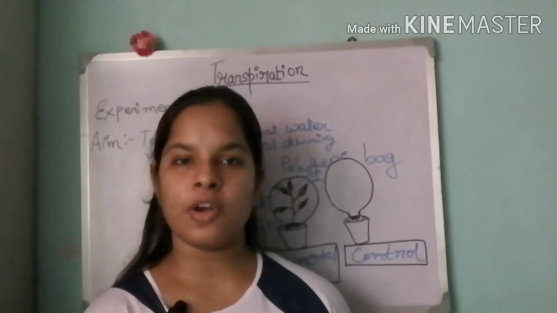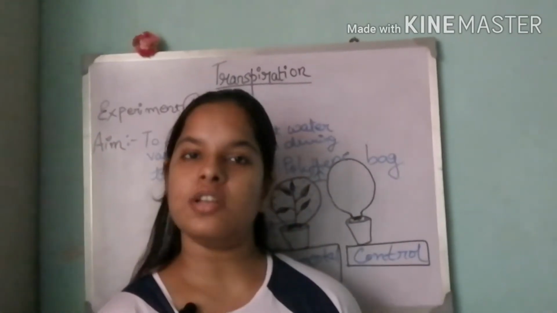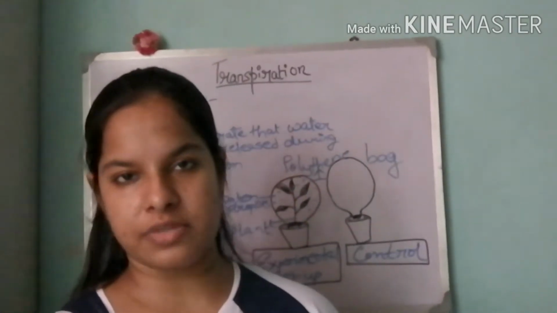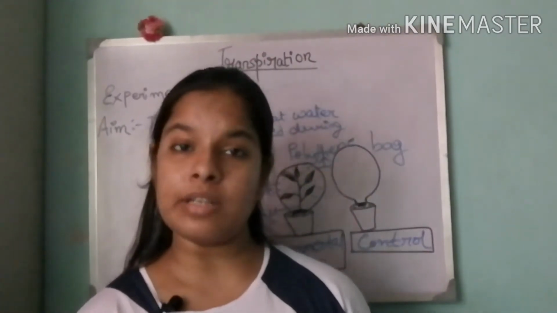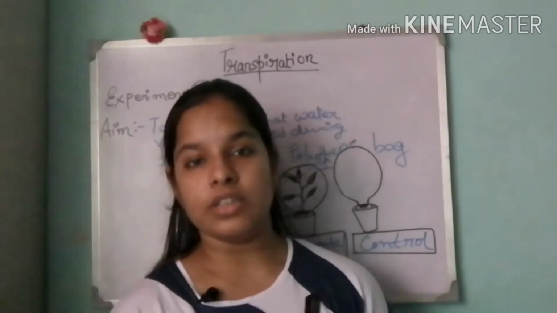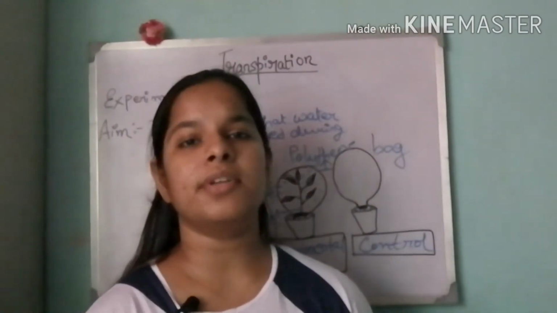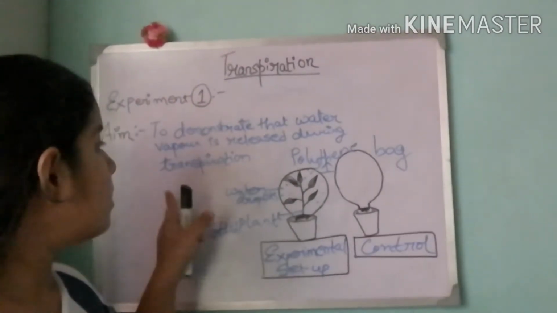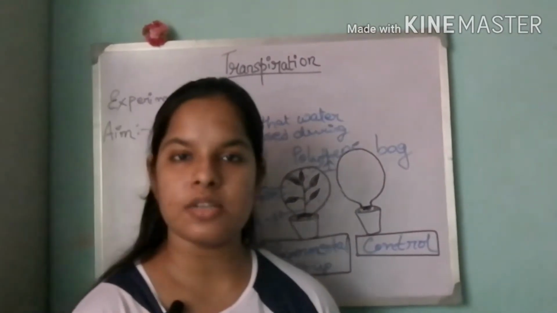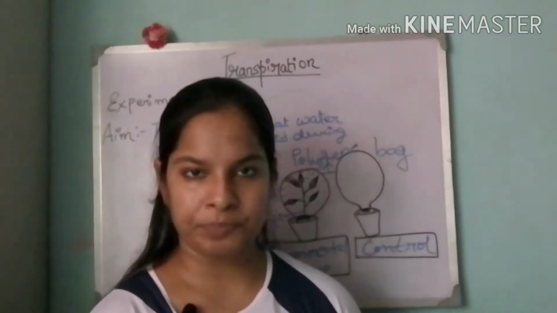Basically, in my last video, I talked about what is transpiration, the modes of transpiration, and the factors that affect the rate of transpiration. In this video, we will be dealing with the experiments that are related to transpiration. So the first experiment that we are going to discuss today is to demonstrate that water vapor is released during transpiration from the aerial parts of the plant.